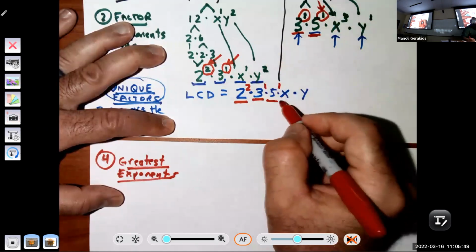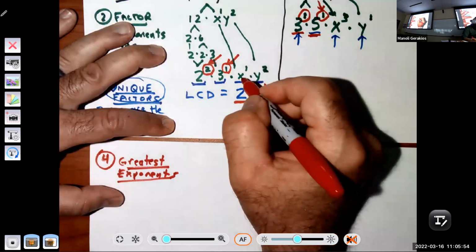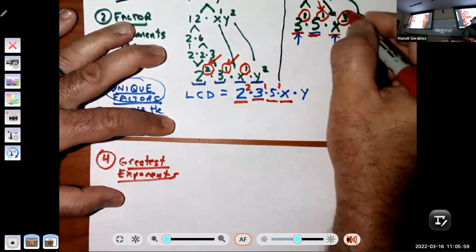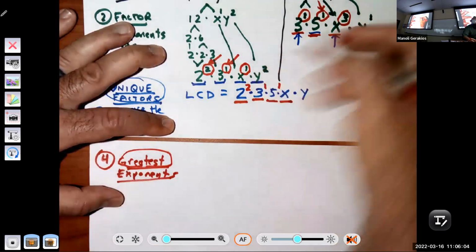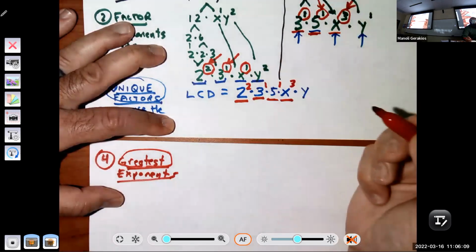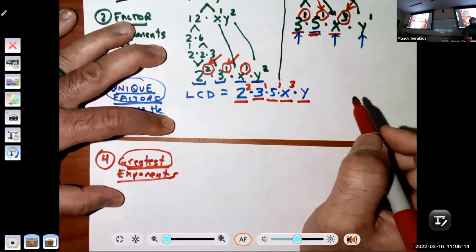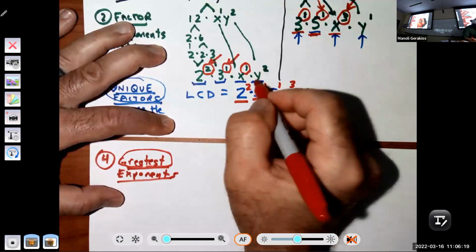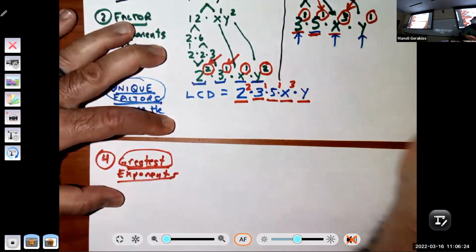Very good. On x's, look, here's where we really have something to compare for the first time. We have x to the first in this factor tree, but we have x to the third in this factor tree. Which one's greater? 1 or 3? It's this one, the greatest exponent. And then y. Look, we have another version of that now. Watch this, guys. See this? On y's, I have y to the second in the first factor tree, but only y to the first in the second factor tree. What's bigger, 2 or 1?